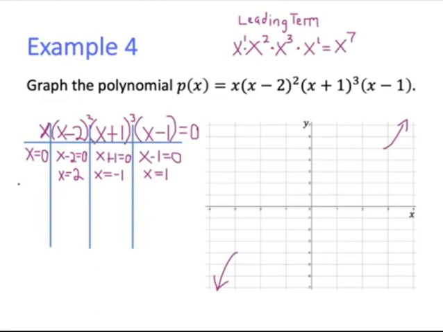But now that we know our zeros, we want to plot the x-intercepts associated with them. Now remember, at the x-intercepts, the y value is always 0. So when x equals 0, we're going to have the point (0, 0). At x equals 2, we're going to have the point (2, 0).